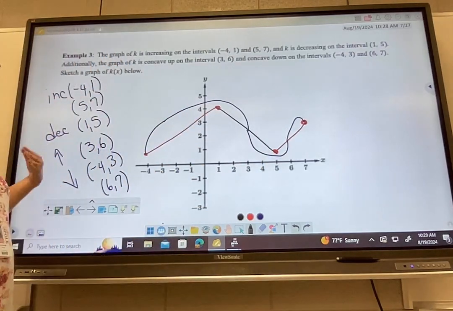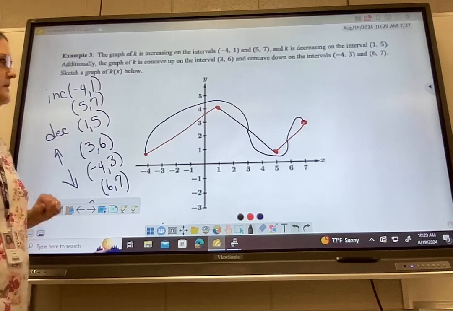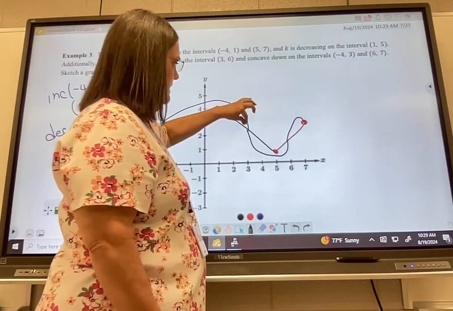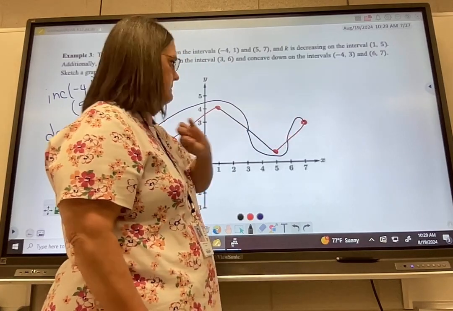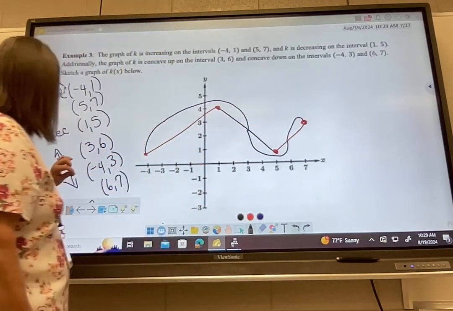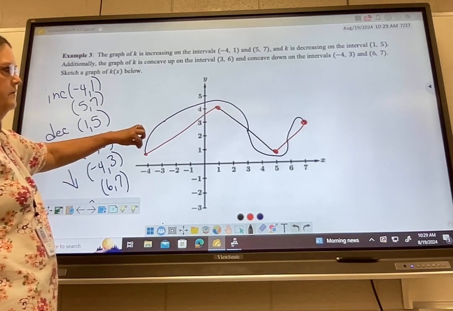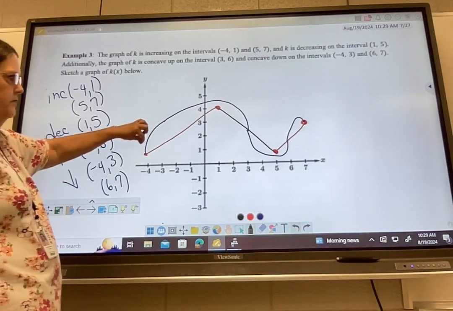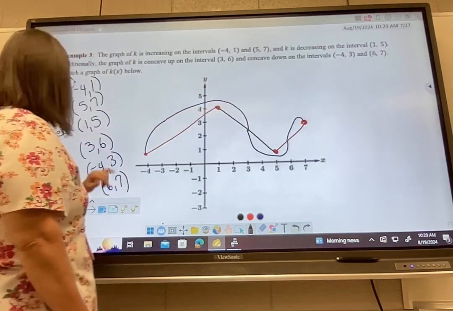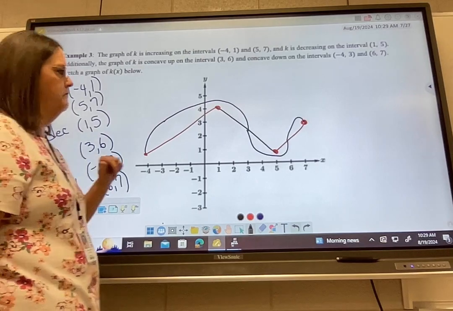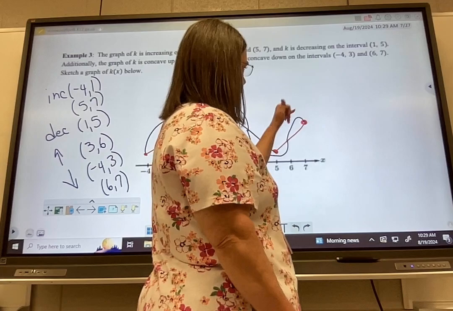And then I looked at the concave up and the concave down. It is concave up from 3 to 6. So I took my little marker from 3 to 6 and drew myself a little cup to 6, like that. And then it is concave down from -4 to 3. So we want to draw a frown from -4 to 3. So I drew myself a little frown and connected it there. And then it is also concave down from 6 to 7. So I took from 6 to 7 and did this little hook.